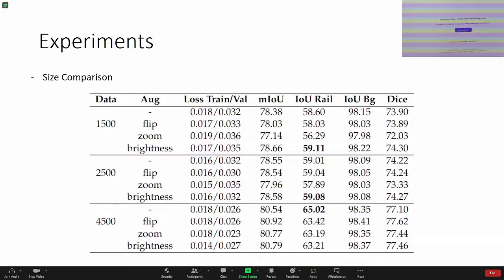Lastly, we experimented with the size of the dataset and some augmentation, and as in many machine learning and deep learning problems, our model became better and better with more data. What's more unexpected is the fact that using augmentation did not lead to a notable improvement in many cases.